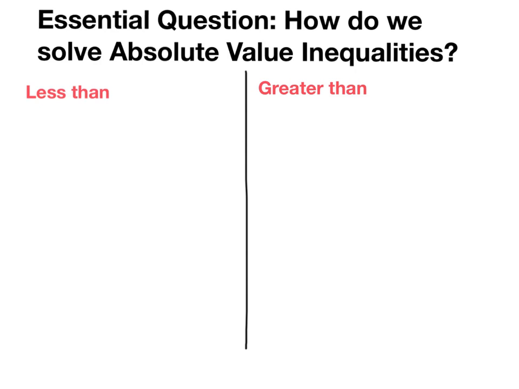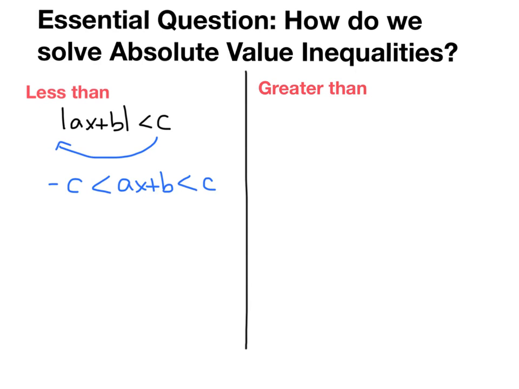If we have the absolute value of ax plus b is less than c, to rewrite this as a compound inequality, we're going to need to bring a negative c into the front. So negative c is less than ax plus b, which is less than c. To get rid of the absolute value, we had to bring this negative c in front. This, of course, is an AND situation, so its graph is going to look something like this.